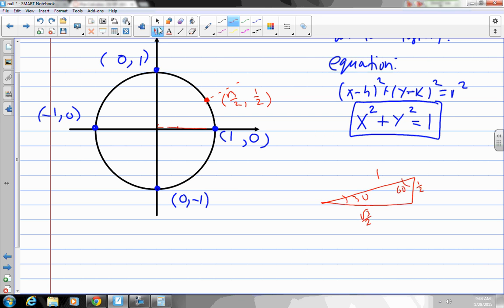Now let's do it again, only now I'm going to come up with a 45-degree invisible line. So I'll hit this point right here, and I want to find the x and y coordinates of that point.